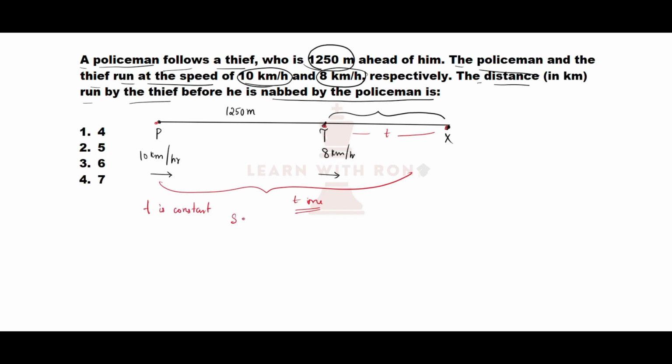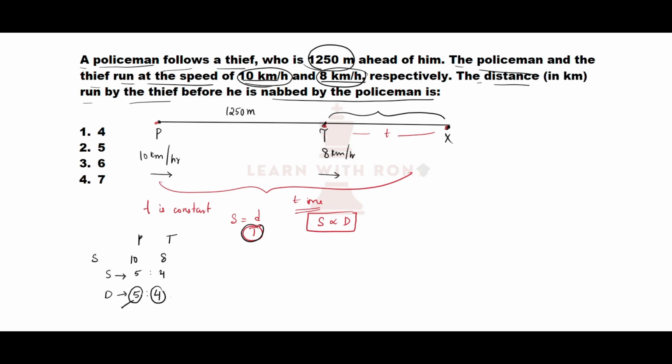From the formula speed equals distance by time, if time is constant, we know that speed is directly proportional to distance, right? Now see here, they have given speeds 10 km per hour and 8 km per hour. Police, thief, if I find the speed ratio, 10:8 is 5:4. As time is constant, speed ratio equals distance ratio, which is 5:4. If you observe here, the distance traveled by the thief is 4 parts and the police is 5 parts, which is 1 part more than the thief.